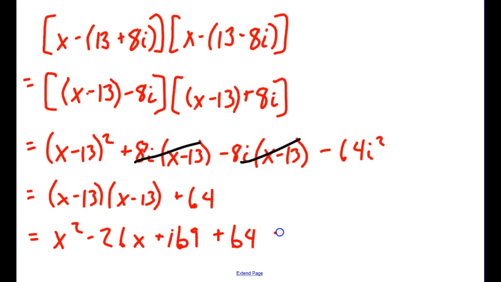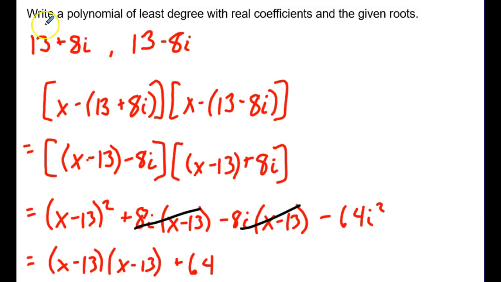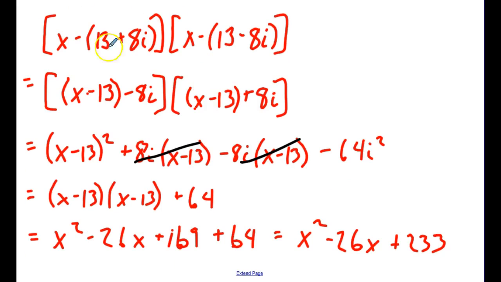Last thing is we need to combine like terms. So we have x squared minus 26x, 169 plus 64, 170 plus 60 would be 230. So this is going to be 233. This is a polynomial of least degree that has these two complex roots, right? Remember, these are a complex conjugate pair. They have the same a and b value. The only difference is the sign in between them.